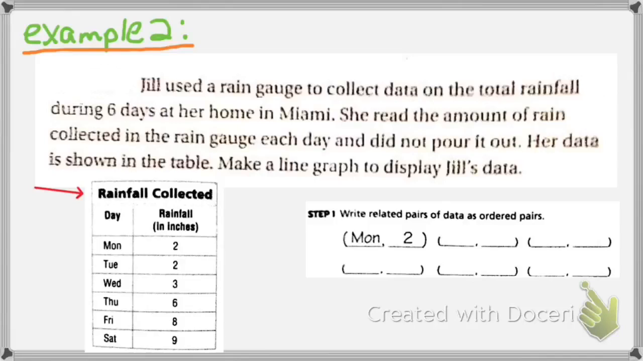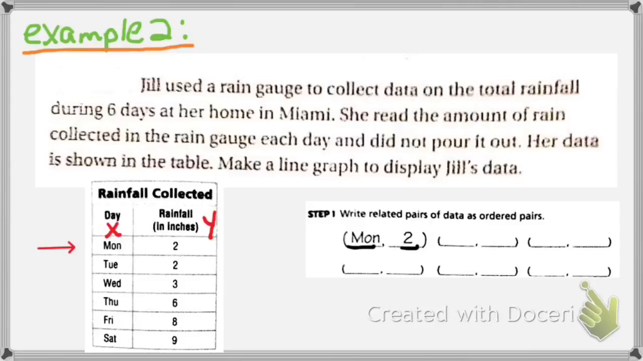Remember, just like the end of the alphabet, X, Y, Z, the first information they give us will be my X-axis. The next information they give us will be my Y-axis. My Y-axis will tell me rainfall in inches. I see that it's telling me to write the related pairs of data as ordered pairs, therefore I must do that step. I see that the first data in the table says Monday there was 2 inches of rain, and I see they filled that ordered pair in for me, Monday 2.